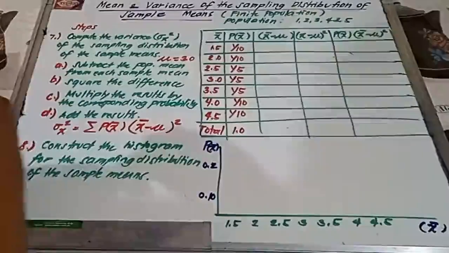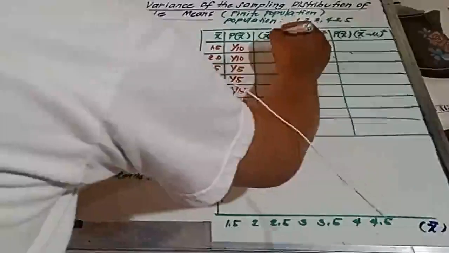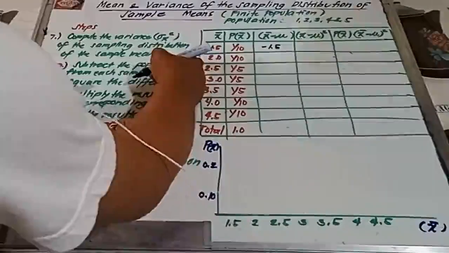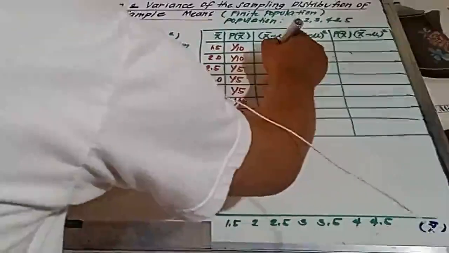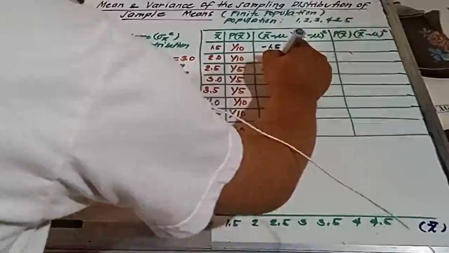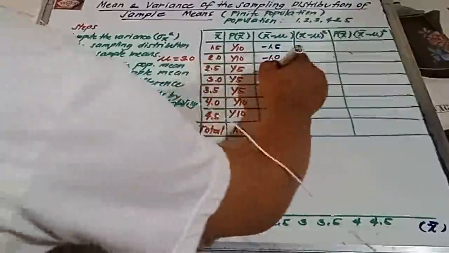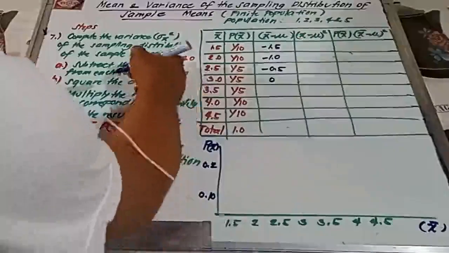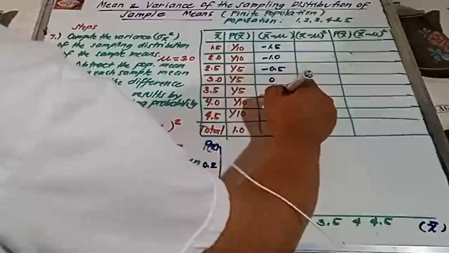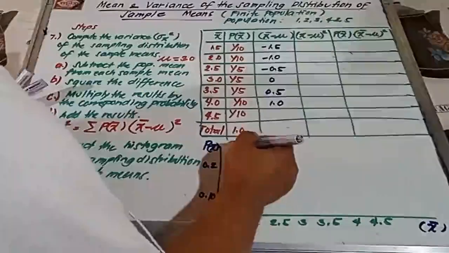Okay? Kunin natin. So, this is 1.5 minus 3 is negative 1.5. And then 2.0 minus 3 is negative 1.0. 2.5 minus 3 is negative 0.50 or 0.5. 3 minus 3 is 0. 3.5 minus 3 is 0.5. 4 minus 3 is 1.0. 4.5 minus 3 is 1.5.